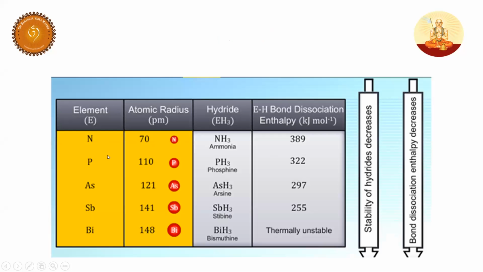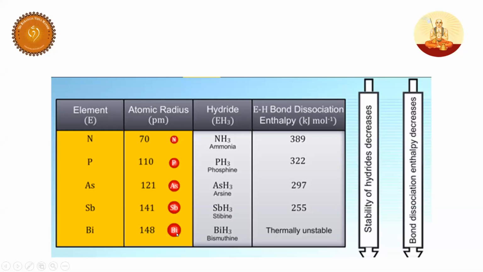Now have a look, students. These 2 questions have been asked in the examination. What about the stability of hydrides? You can see here, as you go down from nitrogen to bismuth, what happens to the hydrides? The stability decreases. Why? Because the central atom is larger in size. So the E-H bond is weak, because the size is larger.